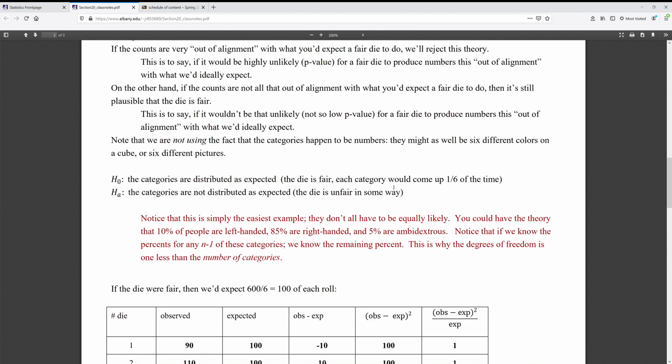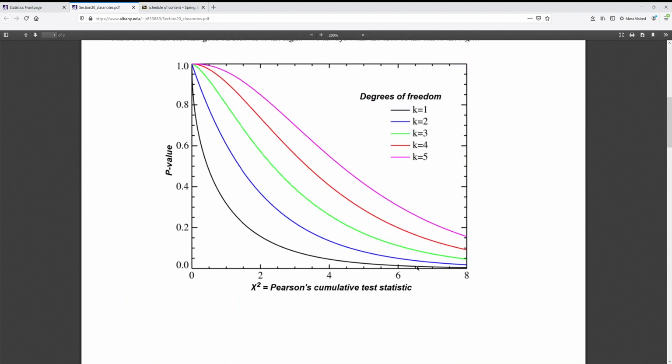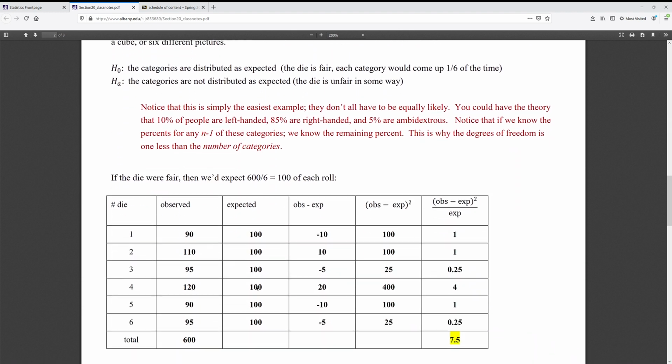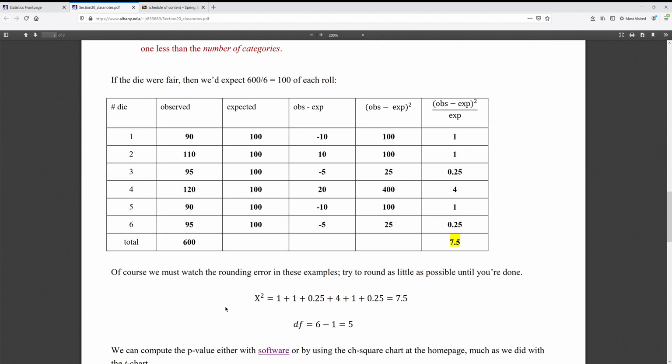In other words, the tail is to the right. 7.5 is what, here-ish? And then we're talking about this tail over here. If it's small, it counts against H0. If it's not all that small, it doesn't count against H0. That part never changes. The degrees of freedom is 1 less than the number of categories, 5. Well, obviously, if you know how many 1s and 2s and 3s and 4s and 5s you got, then the rest of them are 6s. So you can freely choose 5 of these for a given sample size.